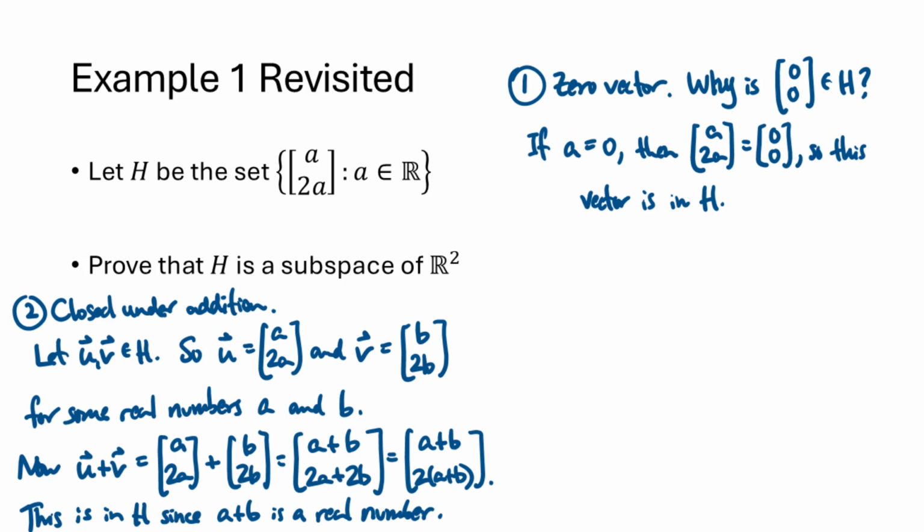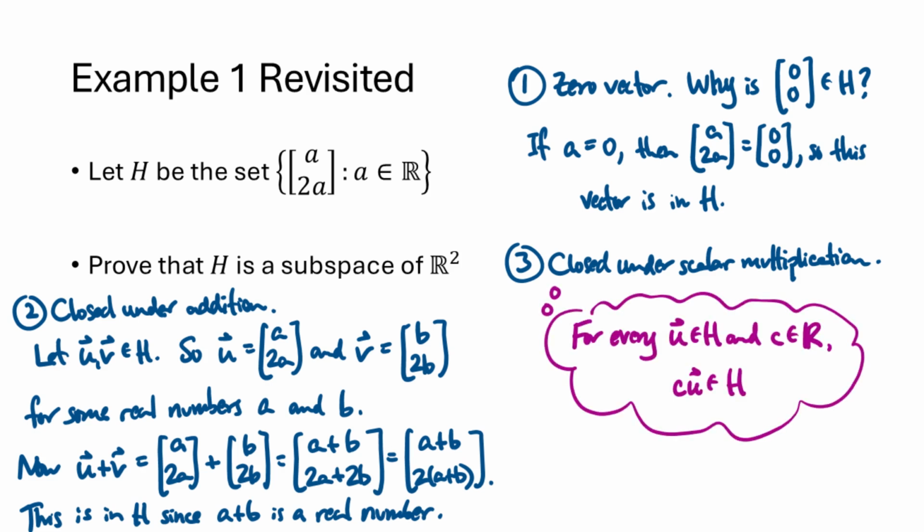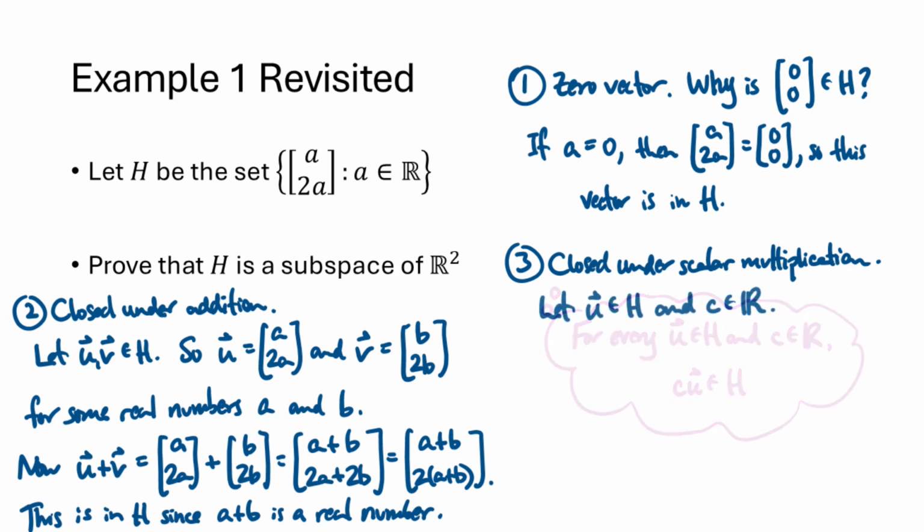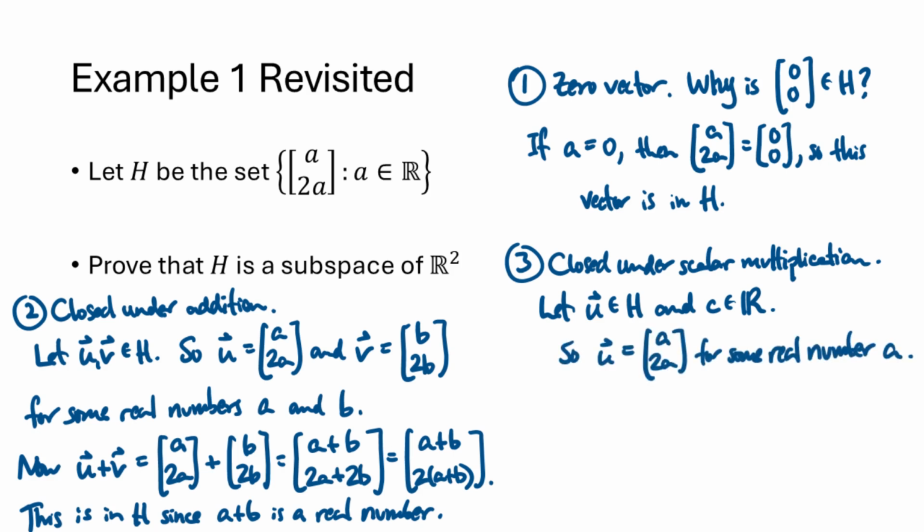We're still not done in showing that H is a subspace. The third and final part of this proof is that we have to show that H is closed under scalar multiplication. Let's again remember what that means. That means that anytime we have a vector in H and a scalar c, that c times u is in H. So we start off by saying let u be a vector in H and let c be a real number. Again, what does it mean for u to be in H? We know that that means that u has the form a, 2a for some real number a.